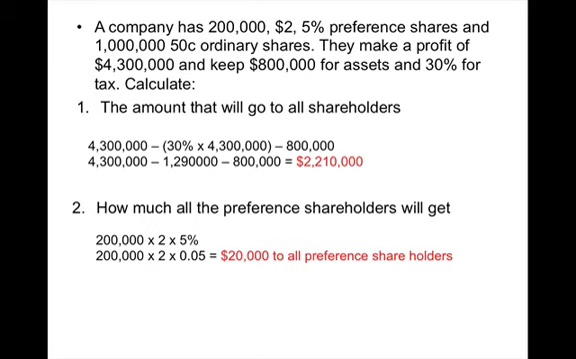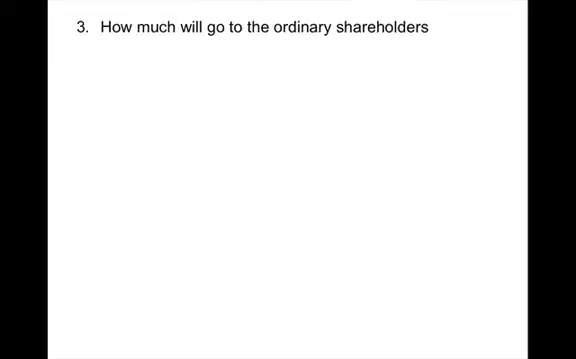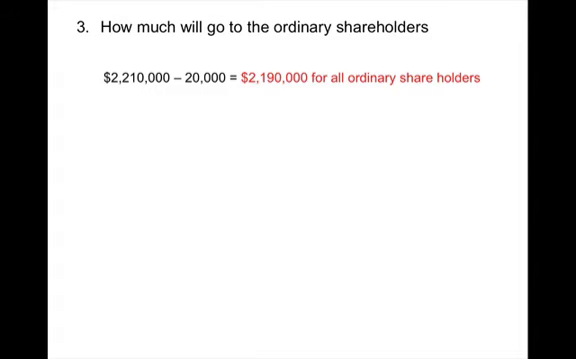Next bit, how much will go to the ordinary shareholders? Well, you've had your profit, take away your costs, take away your tax. Now you have to take away the money that would go to the preference shareholders. So you've got $2,210,000. Take away the 20 grand which goes to your preference shareholders, gives you $2,190,000 left. Then that goes to all the ordinary shareholders. So that money is divided up.